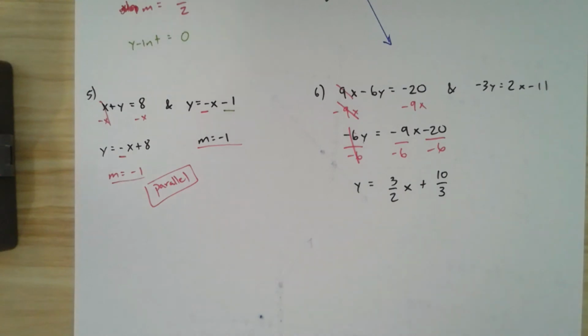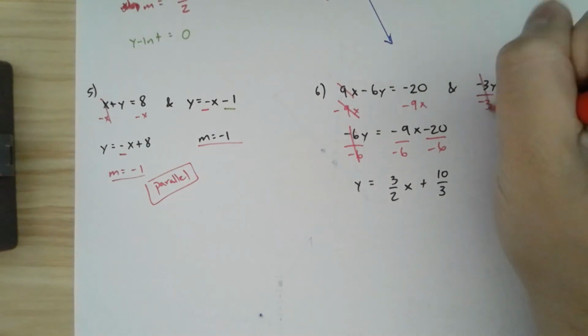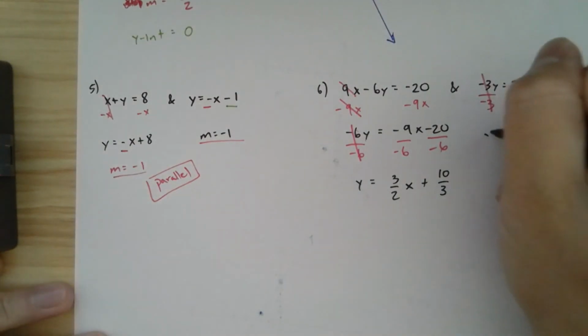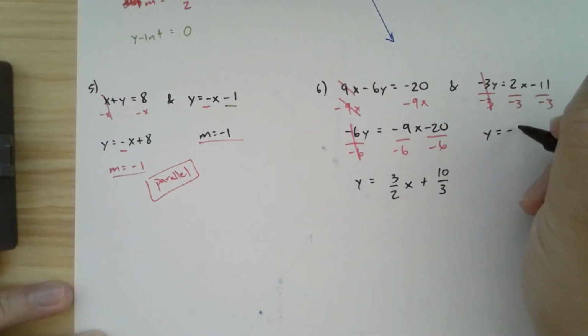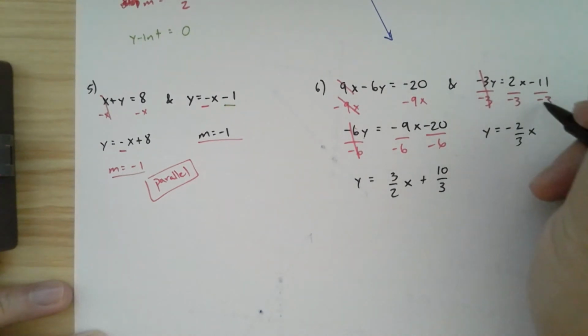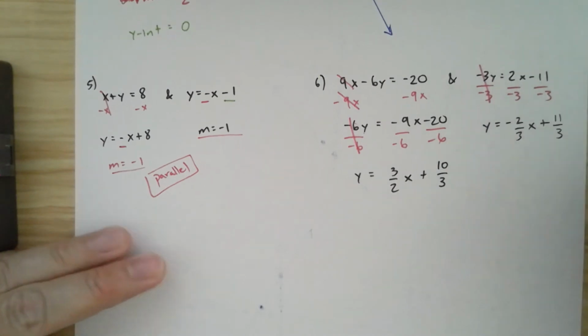So then that one's done. I've got to now divide this one here by -3. So I'll get y is equal to positive divided by a negative, which is -2 over 3x, and then negative divided by a negative, that's positive 11 over 3. There's nothing you can do there.